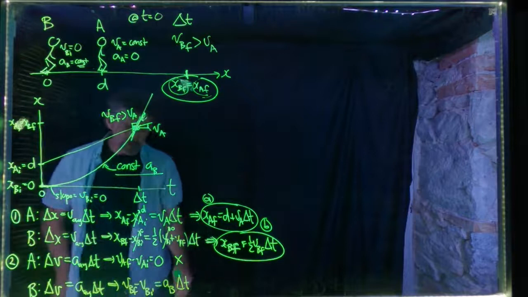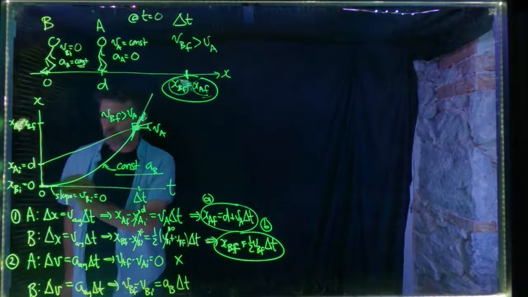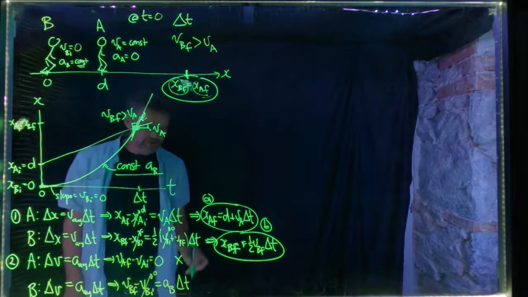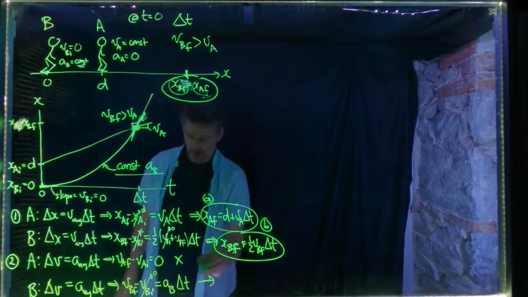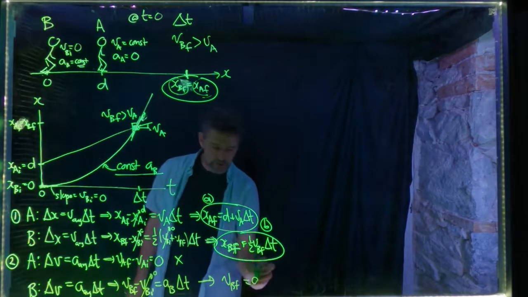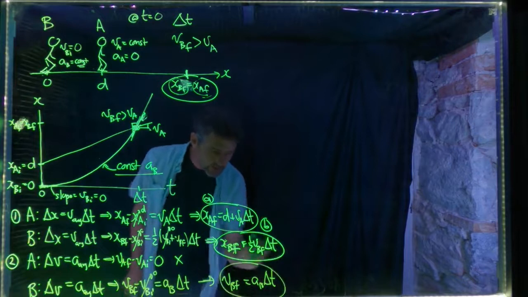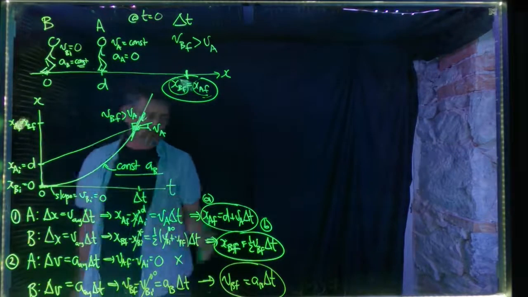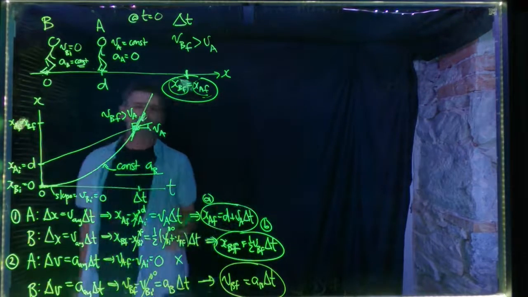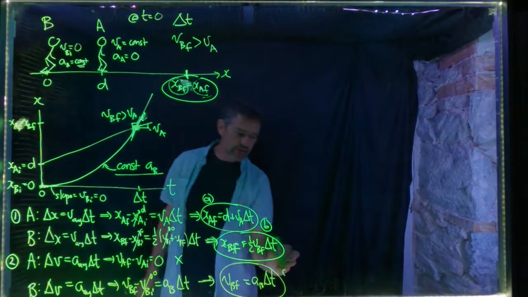Now we further specialize. Do we know v Bob initial? Yes, the initial slope is 0. So the equation simplifies to v Bob final equals his constant acceleration times the time. That's pretty clear: Bob starts with initial velocity 0, accelerates at a constant rate for time delta t, and so his final velocity is just his acceleration times the time interval. We'll call that equation number C.